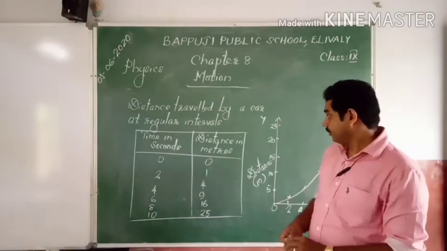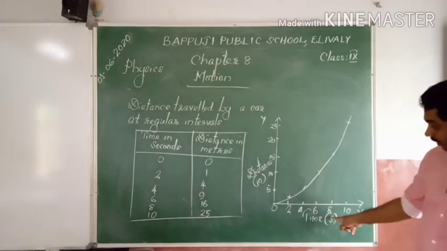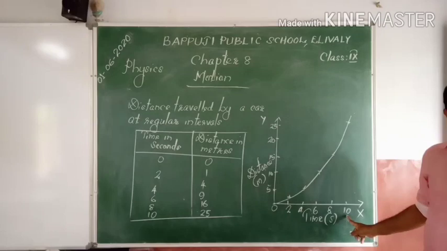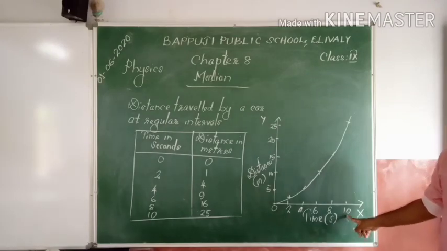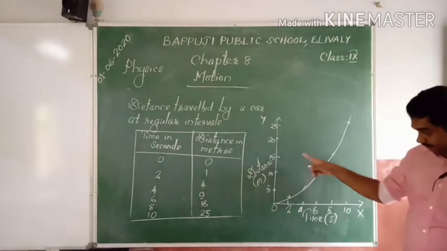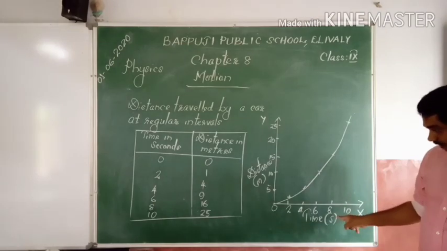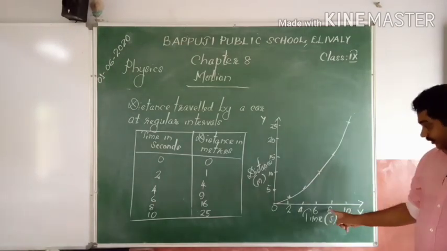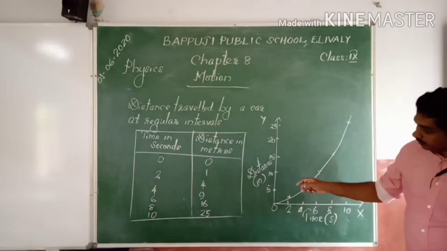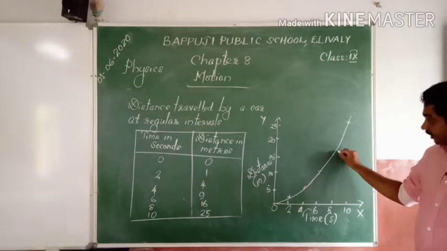We can plot distance time graph. Time is an independent quantity, so it is always taken along x-axis. And distance is in y-axis. Then time in seconds, 2, 4, 6, 8, 10. Then we can take any convenient scale in x-axis.